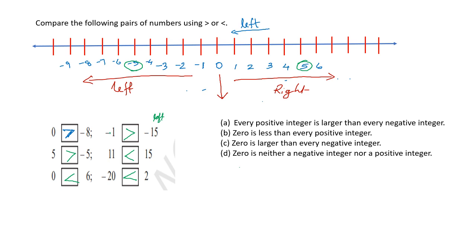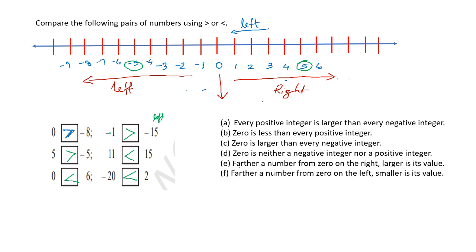But 0 does not have any sign at all. 0 is neither negative nor positive. After 0, it comes positive. Before 0, it is negative. But 0 is neither positive nor negative. Then, for a number from 0 on the right, larger is its value. I told you that. As it moves away from 0 on the right, it becomes bigger and bigger.